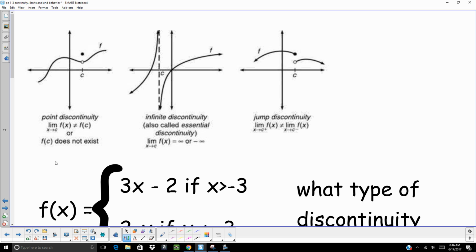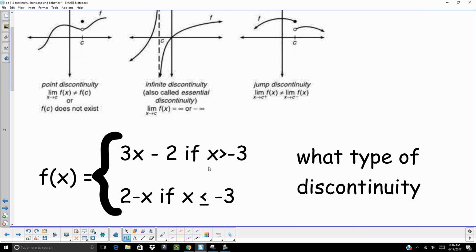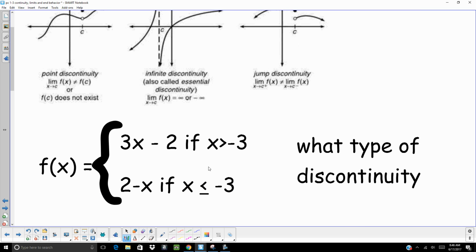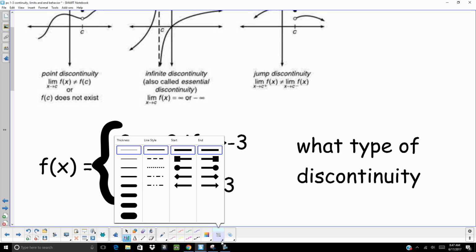The next one is a jump discontinuity. It's like a piecewise function. You're given usually two functions and given a different domain for each one. So on this one right here, I'm automatically thinking that we're looking at a jump discontinuity because it does have two different pieces to it.